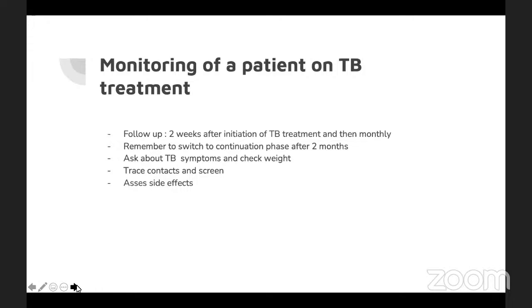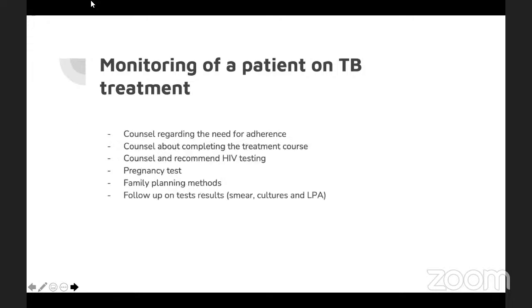We also need to ask about TB symptoms, check weight, trace contacts, and screen, because you would find that in settings with low socioeconomic status, there are like 10 people sharing one room. We also need to assess side effects, because I found that patients struggle to take medication if they're experiencing a lot of side effects.